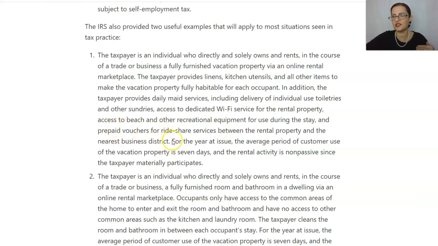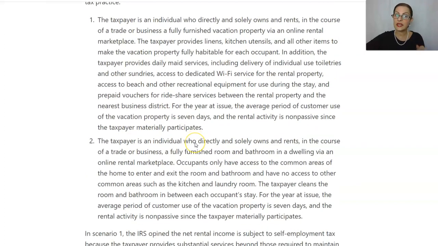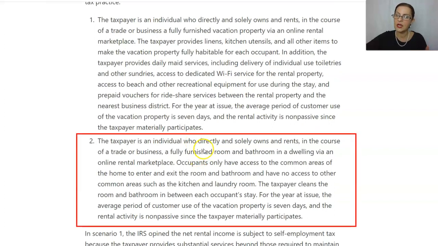If you're providing this to your tenant, then that's a situation where self-employment tax applies, and this is treated like a hotel or a motel activity. If you're renting an Airbnb and you're doing short-term rentals and you're providing these services to your tenant on a daily basis. Now, the second example that's in the chief counsel advice, it's also a short-term rental.